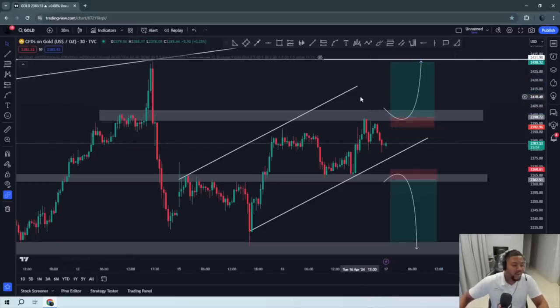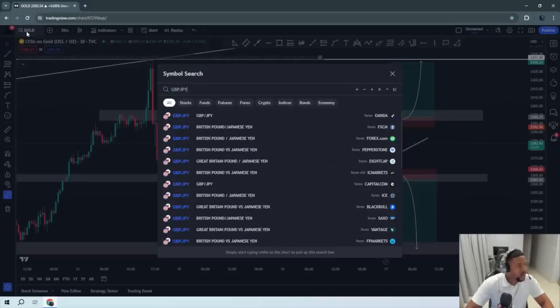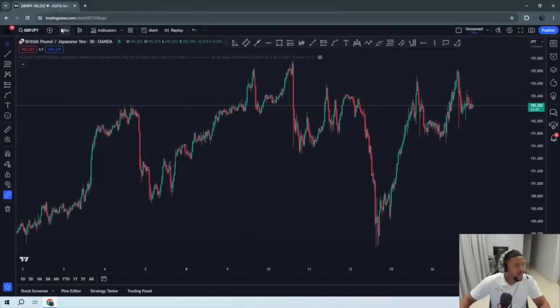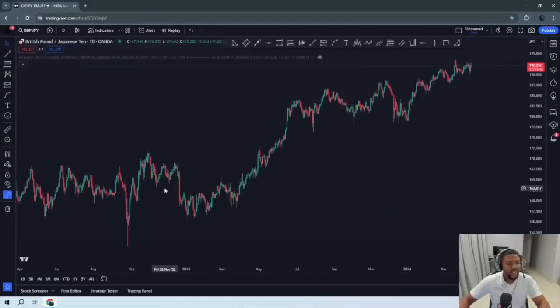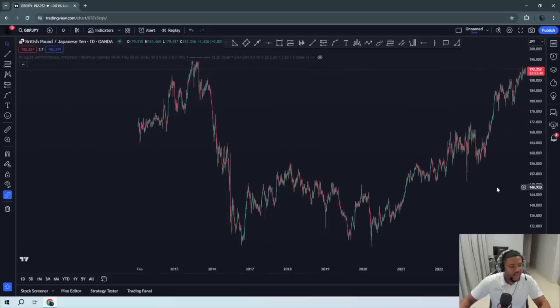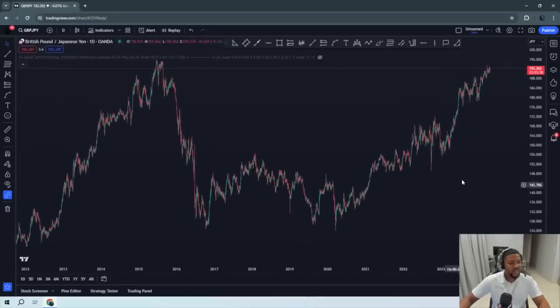And that is how you stay profitable in the long term. So now let's look at GBPJPY. With GBPJPY, once again, guys, we're going to start from a higher time frame, look at the charts from a higher time frame perspective, and analyze it moving forward.